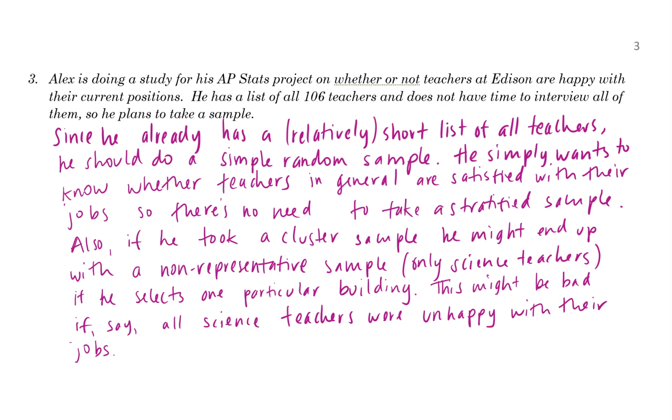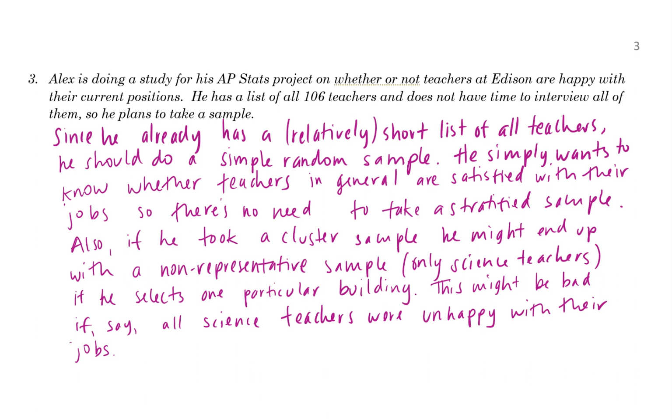Okay. So this is sort of my defense, and I wrote a lot. You might not have written as much as I did. That's okay. So practically speaking, since he already has a pretty short list of all teachers, and yeah, 106 is, but it's pretty short, all things considered, he should really just do an SRS. He should do a simple random sample. He already has 106 teachers. He could just number them and choose, I don't know, 20 at random, 10 at random, however many he wants.